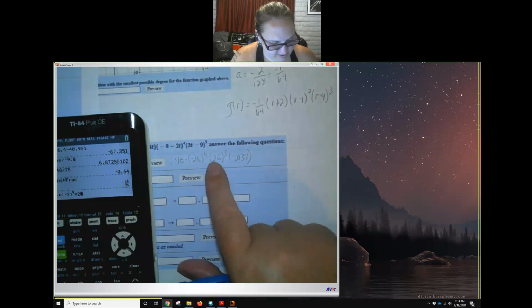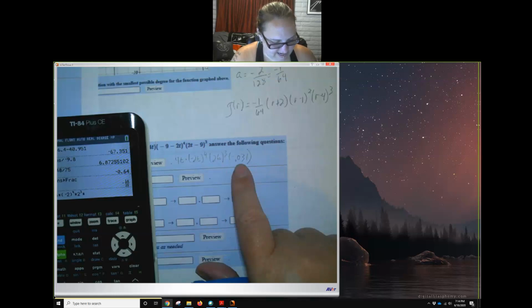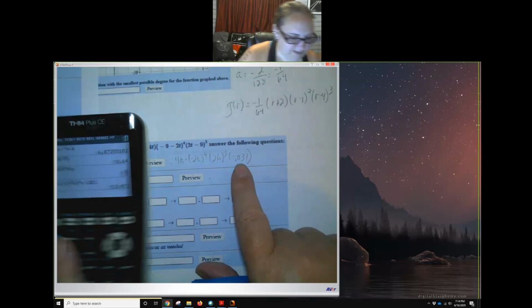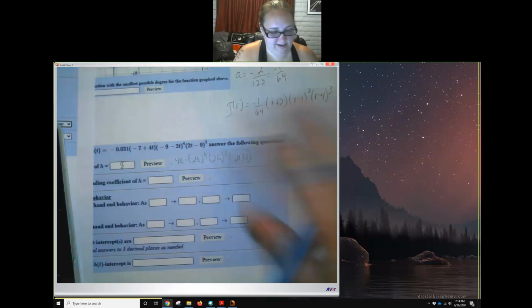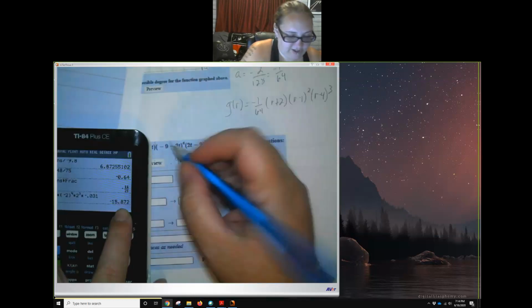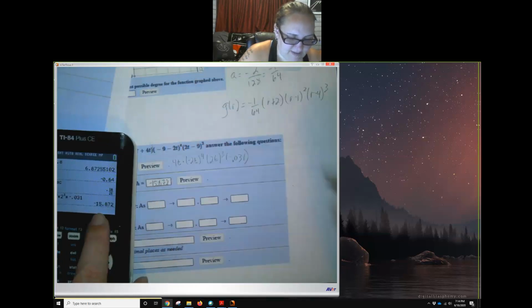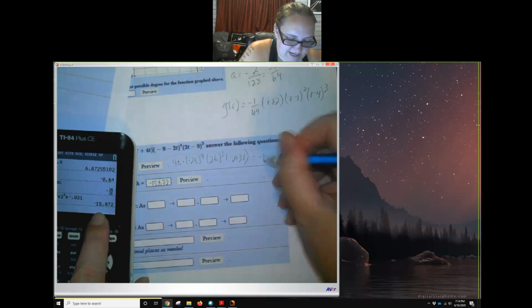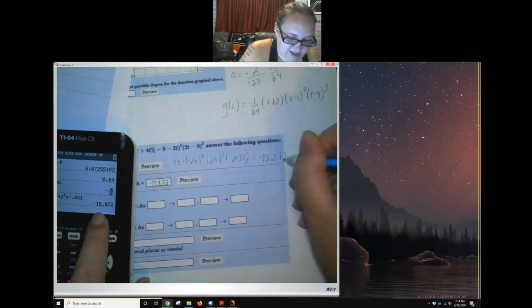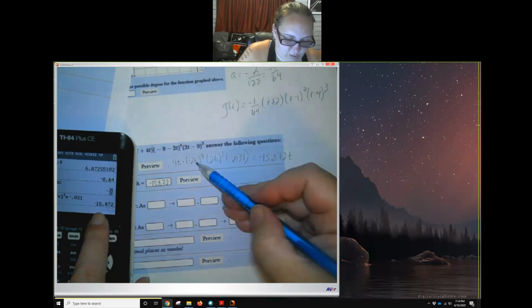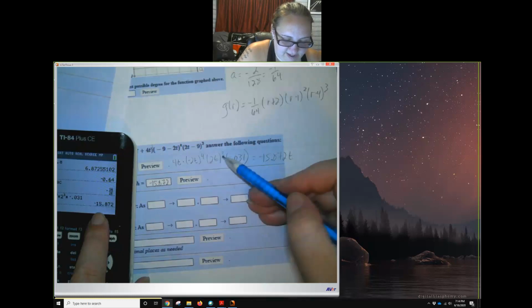times 2 to the third times negative 0.031. And that is my leading coefficient. Because my leading term would be negative 15.872 t to the 1, 2, 3, 4, 5, 6, 7, 8.